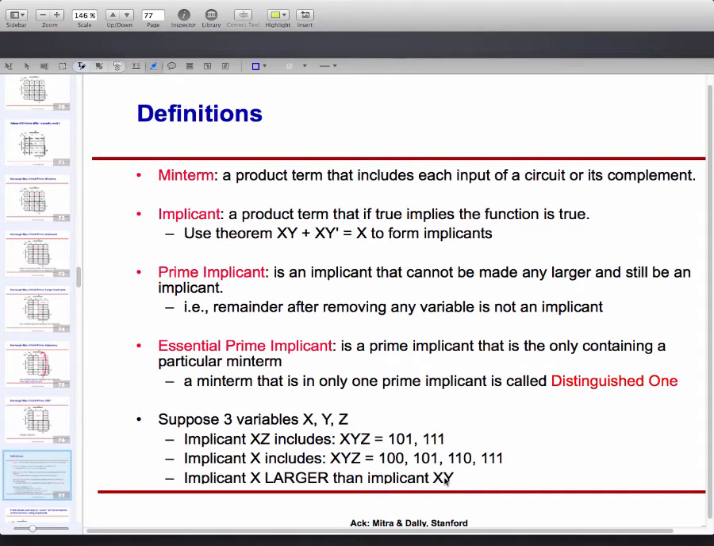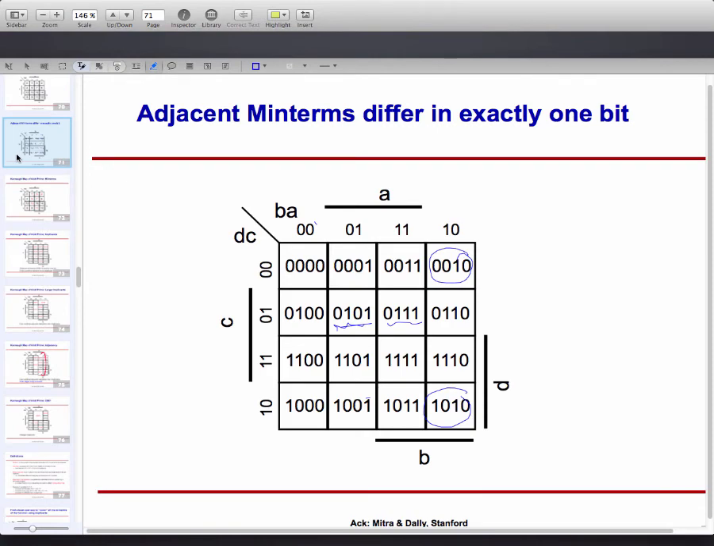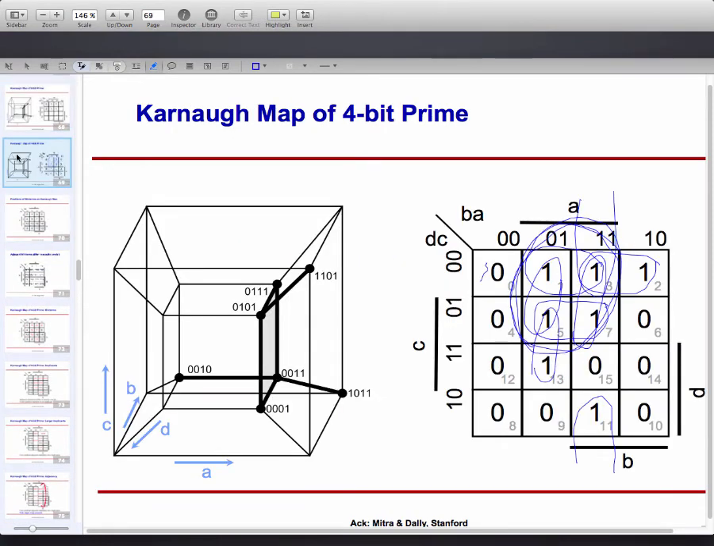So if we go back to our Carnot map for a moment, let's look at this face, corresponding to 1111. It cannot be made any larger, so it's a prime implicant. Or for example, if I look at this edge, which would combine cell number 3 and cell number 2, is that a prime implicant? Can it be made larger?